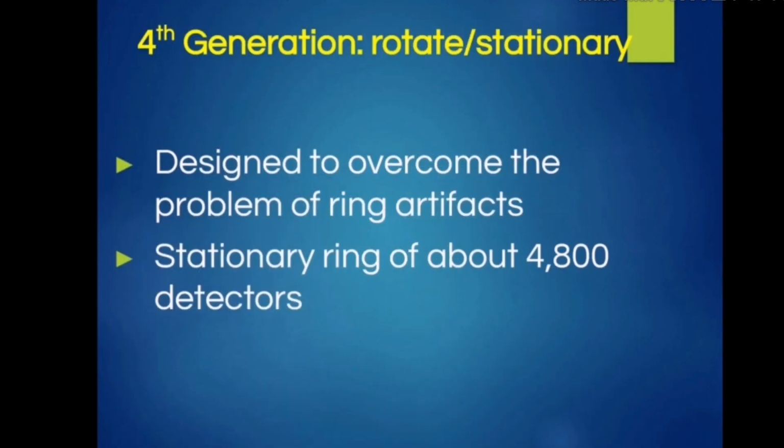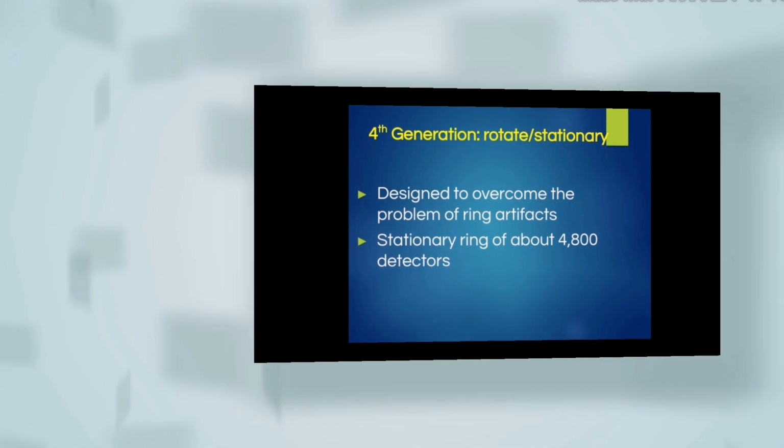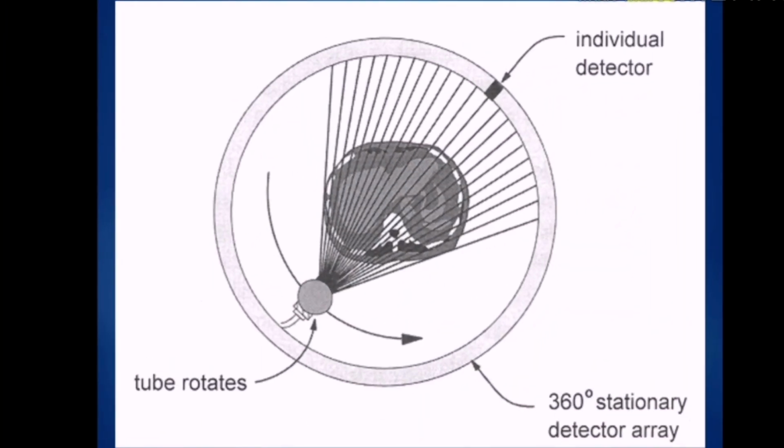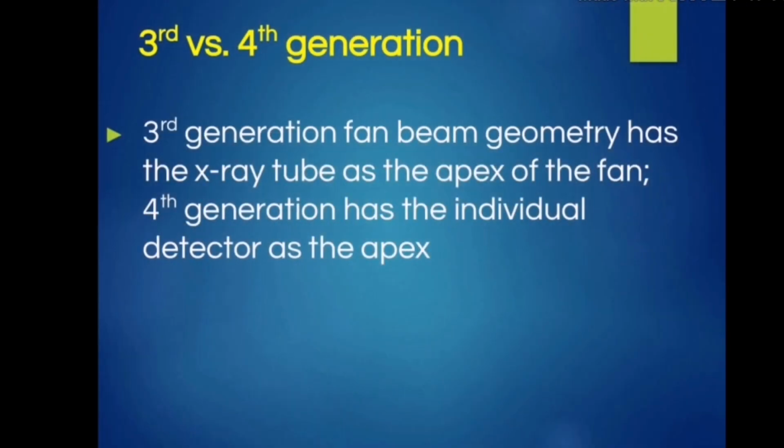Fourth generation has a rotate-stationary acquisition designed to overcome the problem of ring artifacts. It has a stationary ring of about 4,800 detectors. Third generation fan beam geometry has the X-ray tube as the apex of the fan. The fourth generation has the individual detector as the apex.